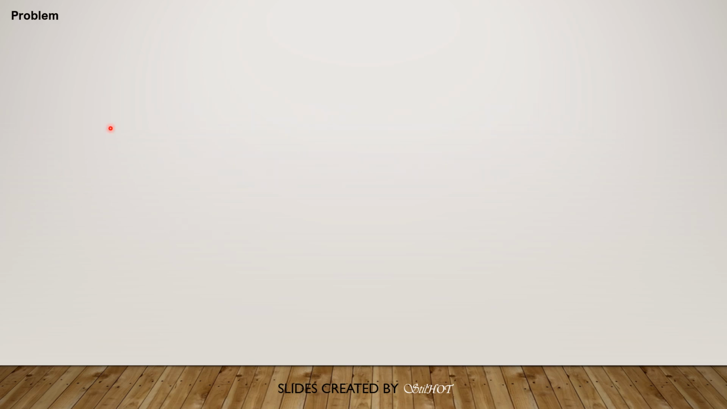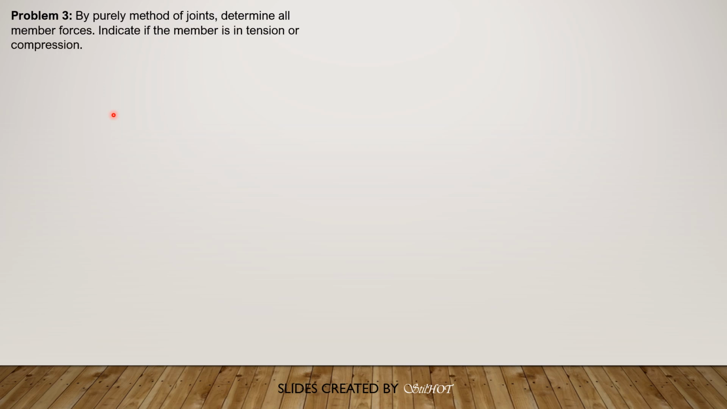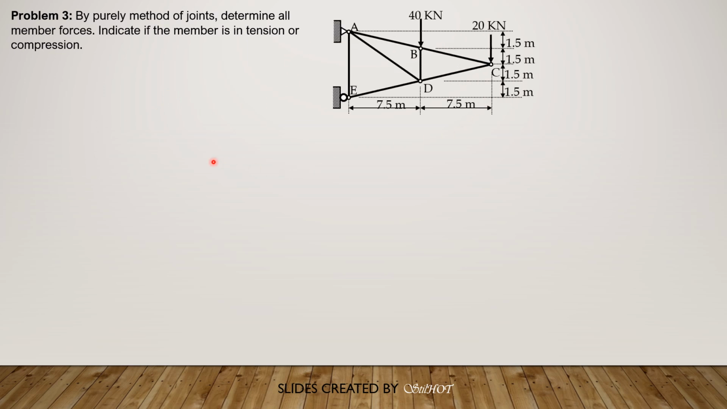For the first example, problem 3, by purely method of joints, determine all member forces, then indicate if the member is in tension or compression. Of course, we always assume that the member is in tension, and if the result is negative, then it means that the member is a compression member. If positive, it is a tension member. So this is the given figure.